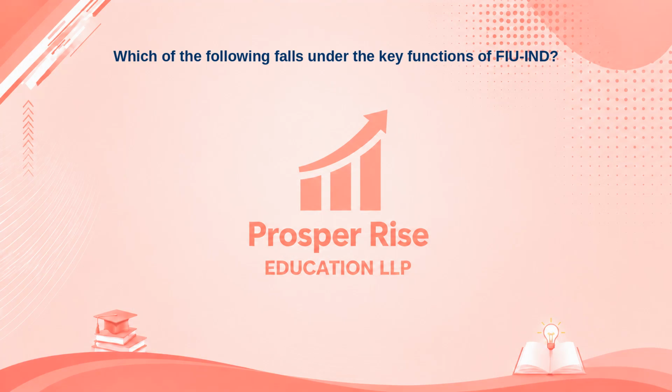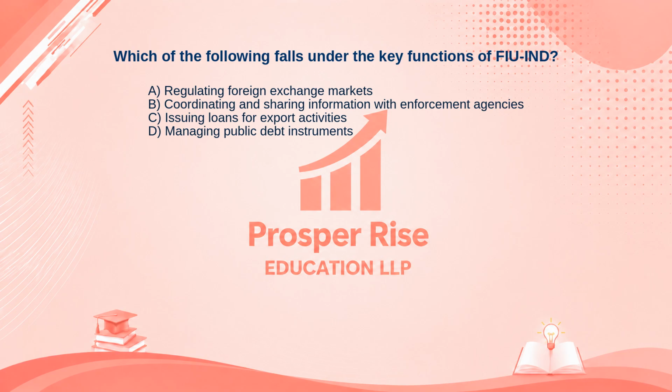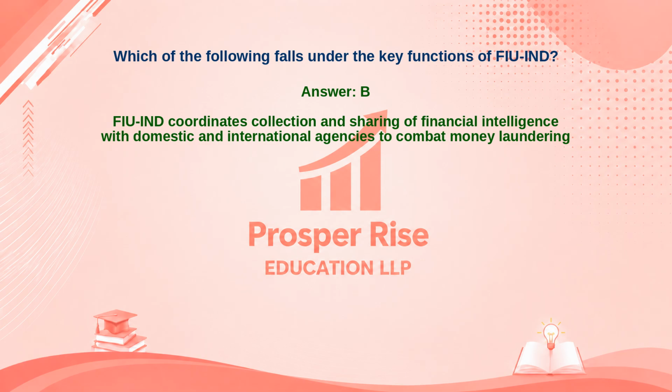Which of the following falls under the key functions of FIU-IND? Here are your options. A. Regulating foreign exchange markets. B. Coordinating and sharing information with enforcement agencies. C. Issuing loans for export activities. Or D. Managing public debt instruments. Take a moment to pause the video and decide. The correct answer is Option B. Let's see why. FIU-IND coordinates collection and sharing of financial intelligence with domestic and international agencies to combat money laundering.